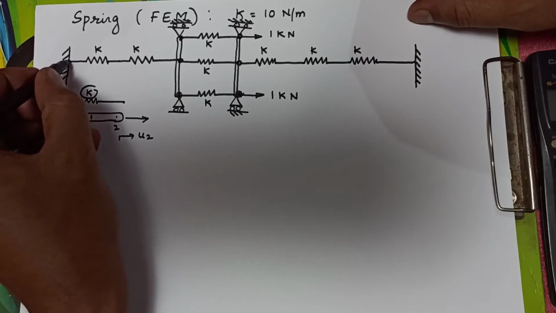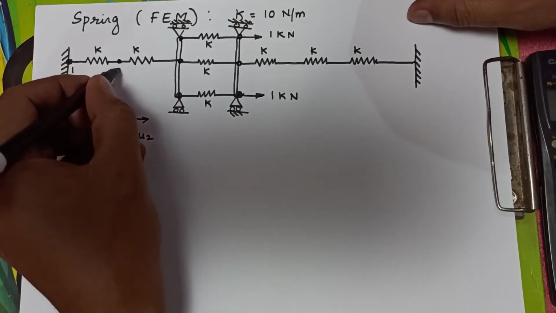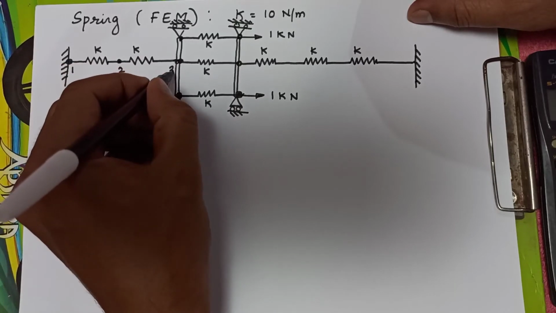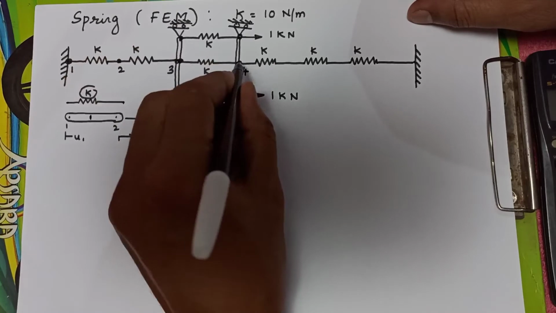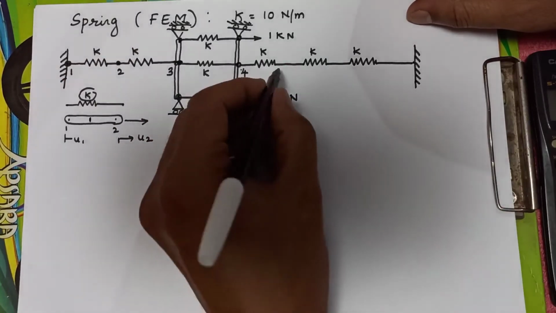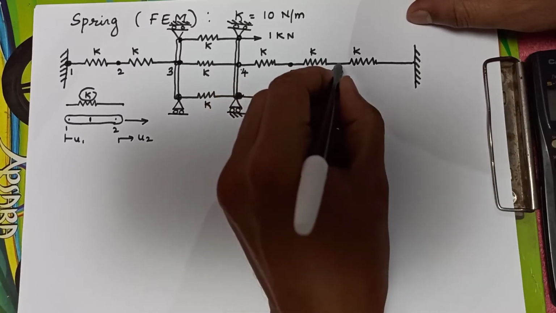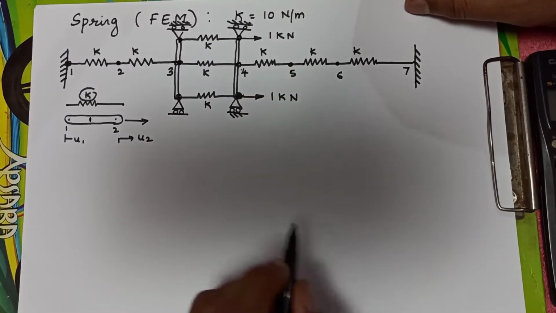Now you have to represent the nodes. So here I will say node 1, node 2, node 3, and here it will be 4, because 2 to 3, okay, because it will be parallel. Now you can say 3 to 4 directly, and 4 to 5, 5 to 6, 6 to 7, right?